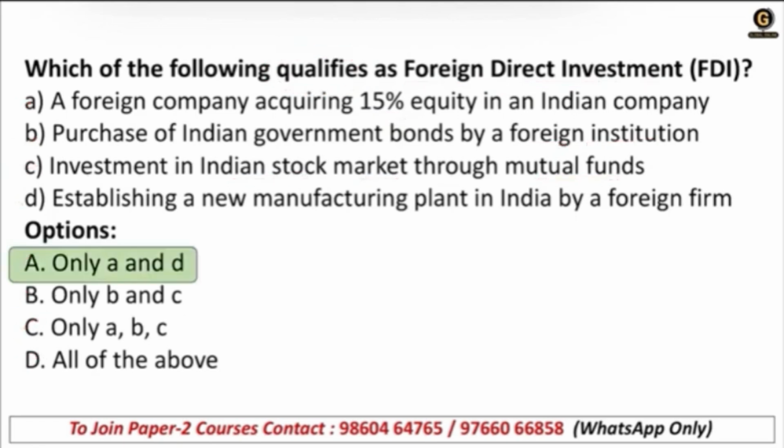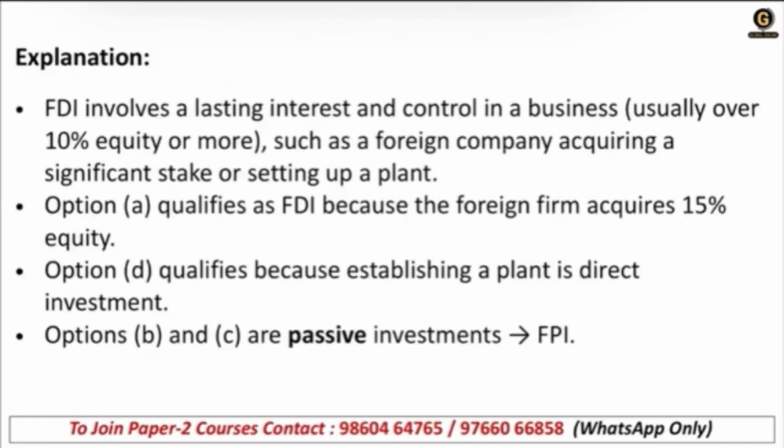So the right answer is option A, that is A and D only. When you have 15% equity in an Indian company and establishing a new manufacturing plant in India by foreign firms, these are the two types of FDI that we have already seen in the theory session, right? See, FDI actually involves at least 10% equity in Indian companies to call it an FDI. That is important. Then option A qualifies as an FDI because the foreign firm acquires 15% equity. Correct. The minimum criteria is 10%, and in the option we have seen it is 15%. So obviously it is called an FDI, right?